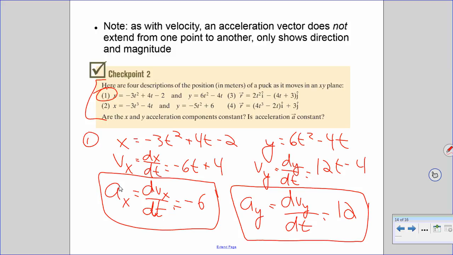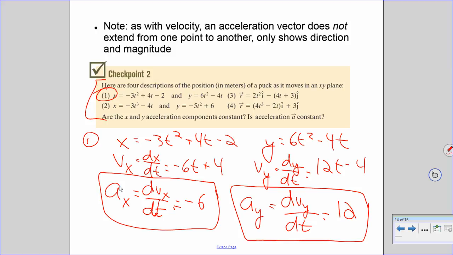Follow? Now, does anybody see a shortcut way that we could figure this out without actually taking a derivative? What do you got, Nikki? Power over 2, and it's not constant. Good, yeah. So my position depended on time, and the highest power was t squared. When you take your first derivative, that drops you down to t, and when you take your next derivative, it gets rid of the t altogether. So it's constant, right?